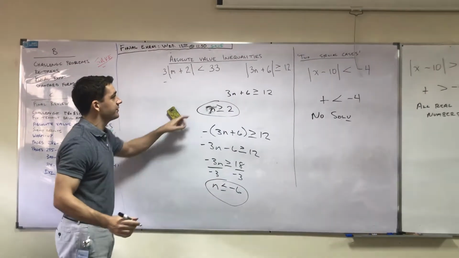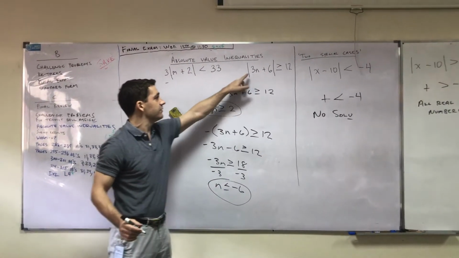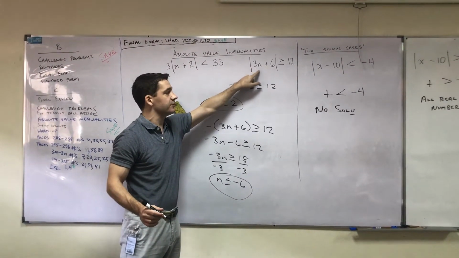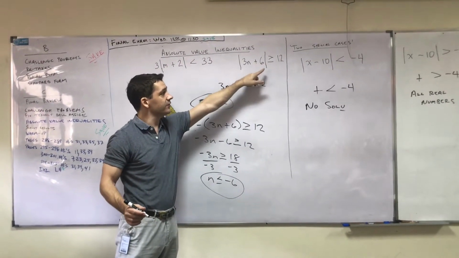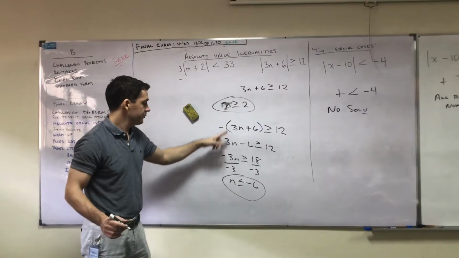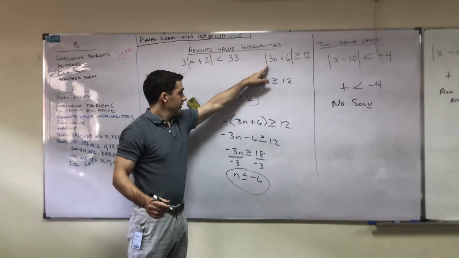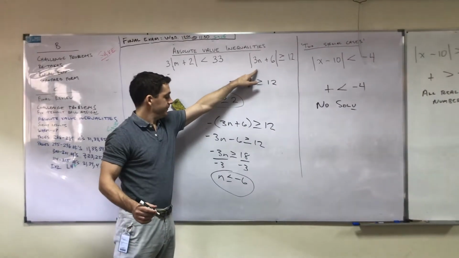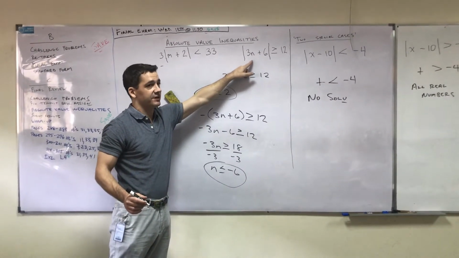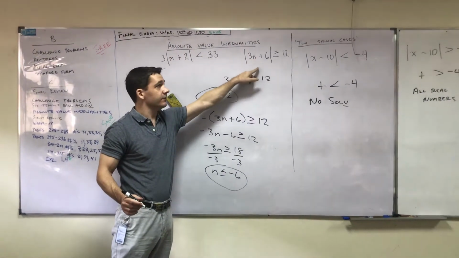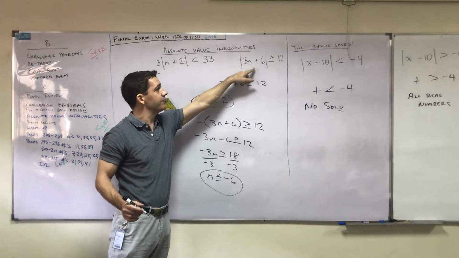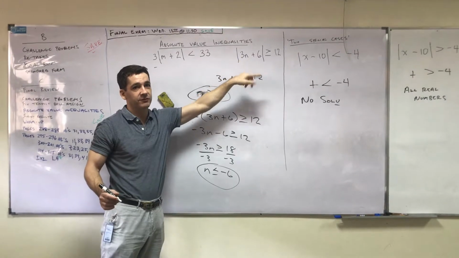And then check it. Put 2 in. 3 times 2 is 6. 6 plus 6 is greater than or equal to 12. That one's correct. Put -6 in. 3 times -6 is -18. -18 plus 6 is -12. Absolute value of -12 is 12. 12 is indeed greater than or equal to 12.